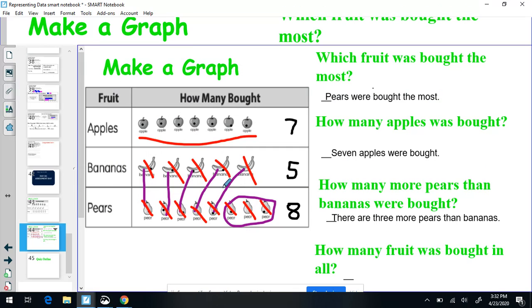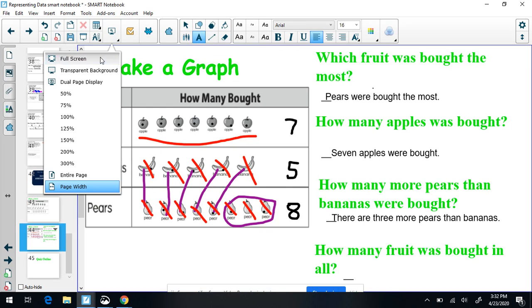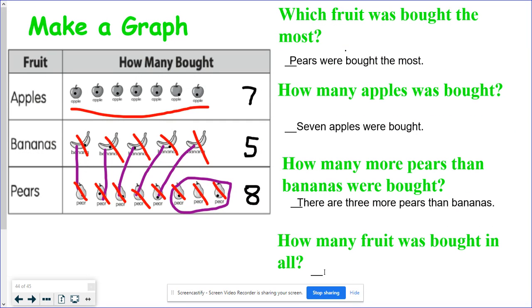So now let's put this in a complete sentence. So we counted up 20. So we are going to say there are 20 fruit in all.